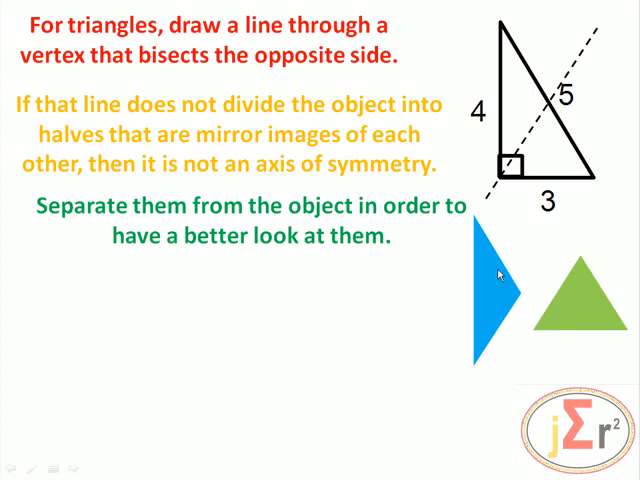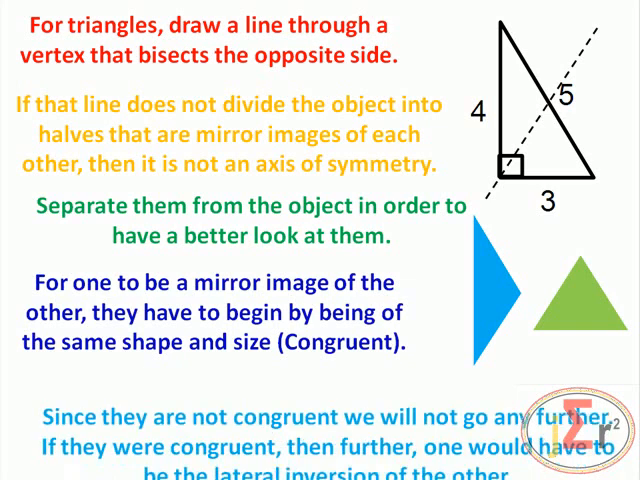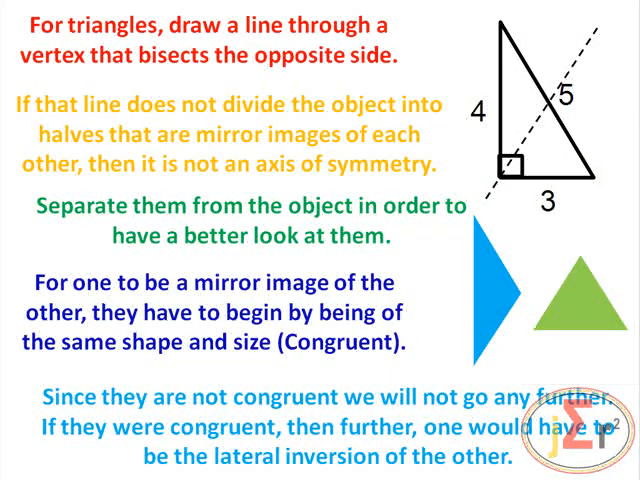So if they are not first congruent, then we can forget about calling the line a line of symmetry, because if they are not congruent, it is impossible for one to be a mirror image of the other. For one to be a mirror image of the other, they have to begin by being of the same shape and size. So they have to begin by being congruent, and they are not congruent, so we are sure that that line is not a line of symmetry. Since they are not congruent, we will not go any further.